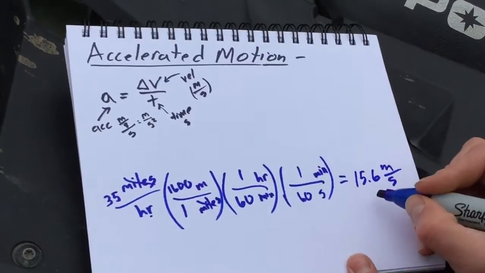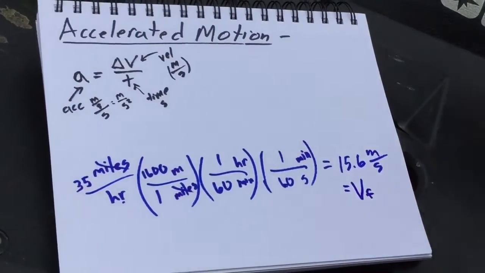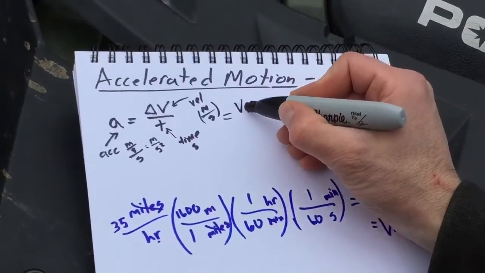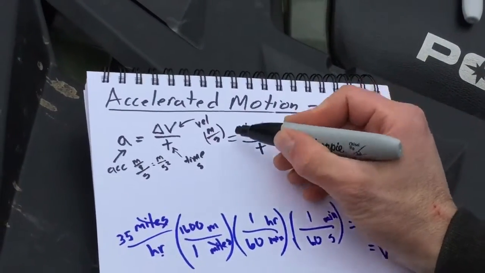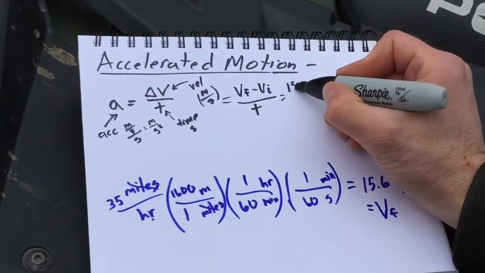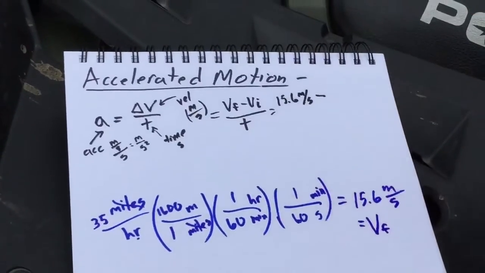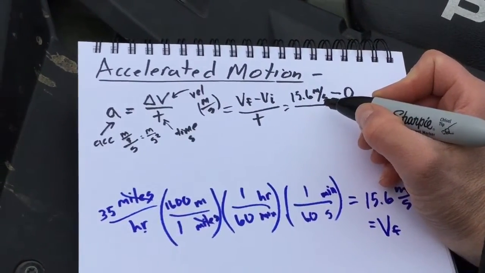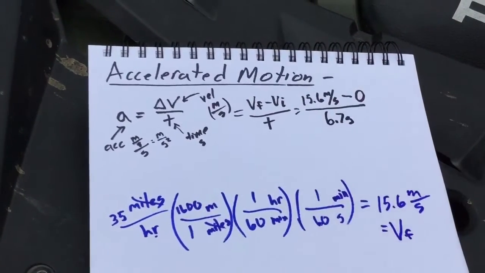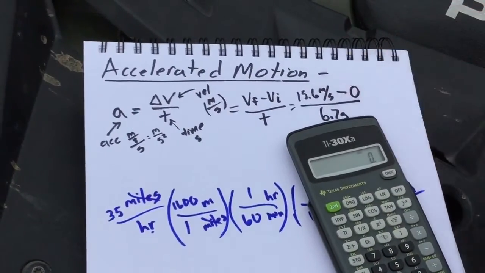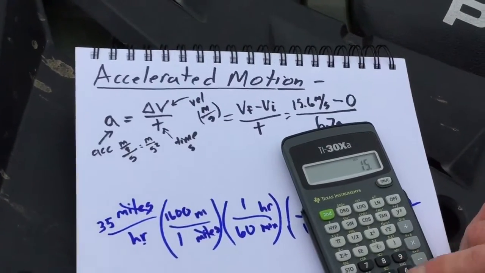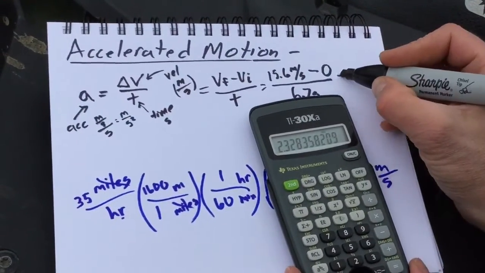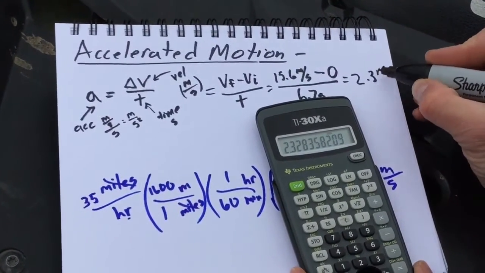So this is what we call a velocity final. Now back up to the equation. It said that acceleration is change in velocity. So really what that means in physics is it's the final velocity minus the initial velocity over the change in time. I know that my final velocity is 15.6 meters per second. I know that in this case, my initial velocity was 0 as I started from rest, and my time was 6.7 seconds. So now, again on our calculator, the 0 isn't going to make any difference here, so we take the 15.6, divide by the 6.7, and we find that we have an acceleration of 2.3 meters per second squared.